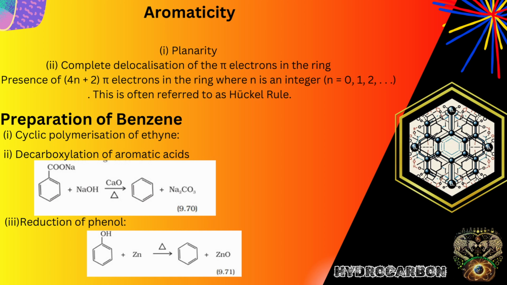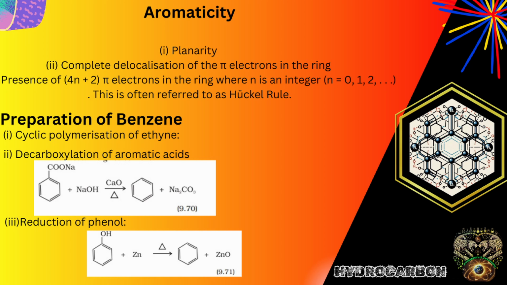Aromaticity is the property of being aromatic, and the compounds possessing characters such as planarity, complete delocalization of the pi electrons in the ring, and those which obey Huckel's rule. The presence of 4n plus 2 pi electrons in the ring, where n is an integer, is often referred to as Huckel's rule. Benzene is commercially isolated from coal tar.